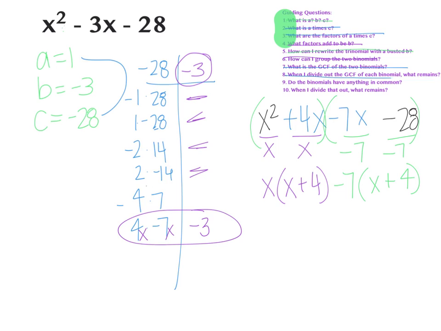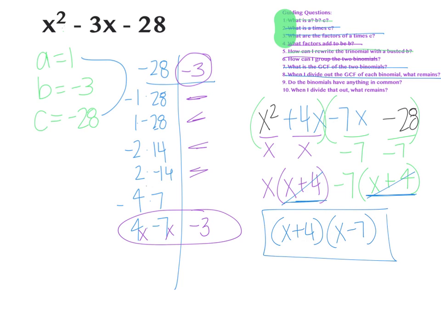So when I look at that, my next question asks me, when I divide out the GCF of each binomial, what remains? So I did that. Do the binomials have anything in common? I see that they both have this x plus 4, which is what I want. So if I don't get that, then I did something wrong. And when I take that out, that leaves me with x minus 7. So that is my factored trinomial. I can always check myself by multiplying x out, 4 out, combining like terms, and I should end up with x squared minus 3x minus 28.